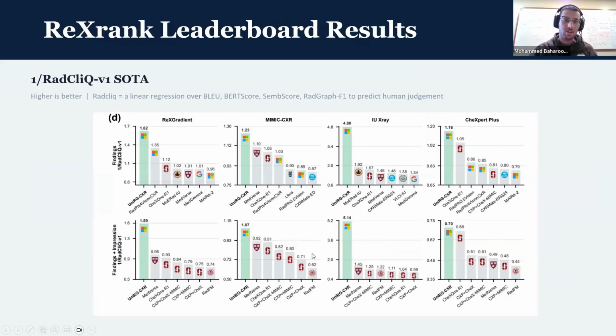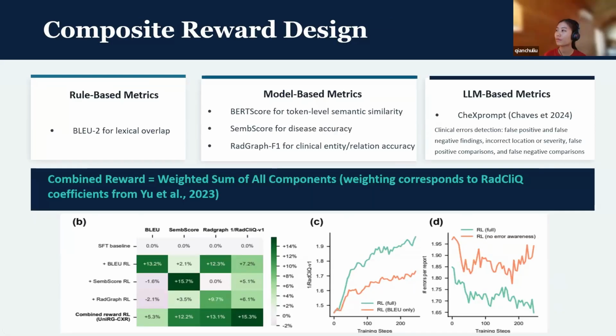Do you mind? Yeah, sure. Just have two questions on the slide, the previous slide. Yeah, sure. When you say optimize for the two rewards, for the model-based and LLM-based, do you just add the metric results for the model-based and then the total errors for the LLM-based, and then use that as the reward?